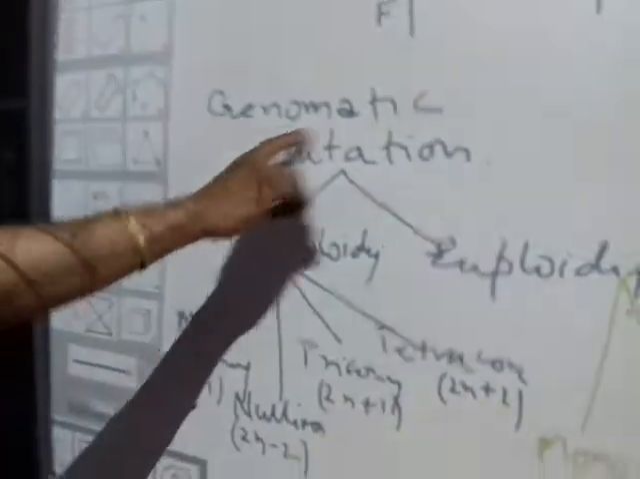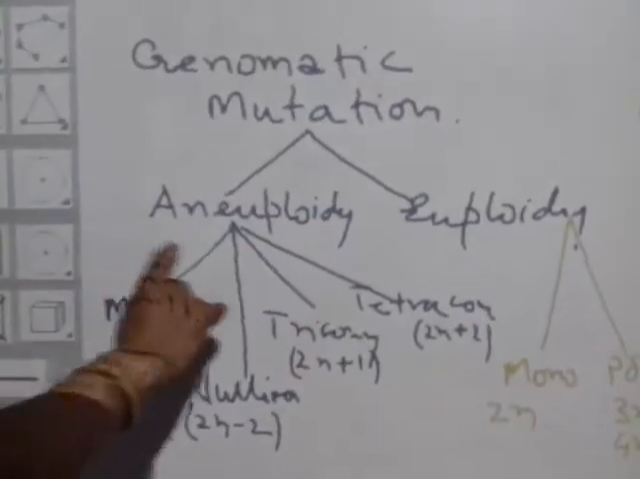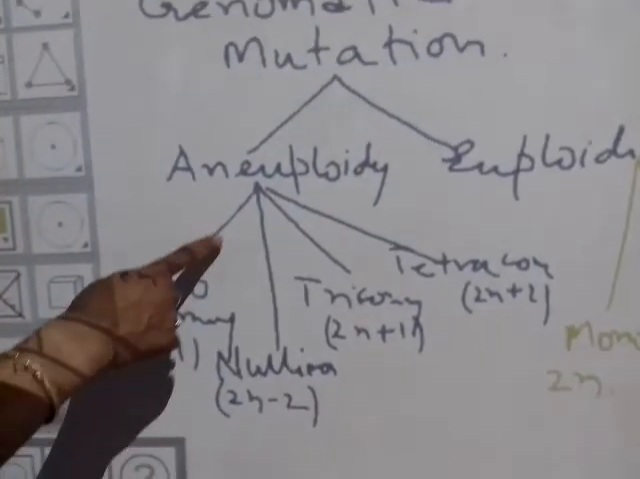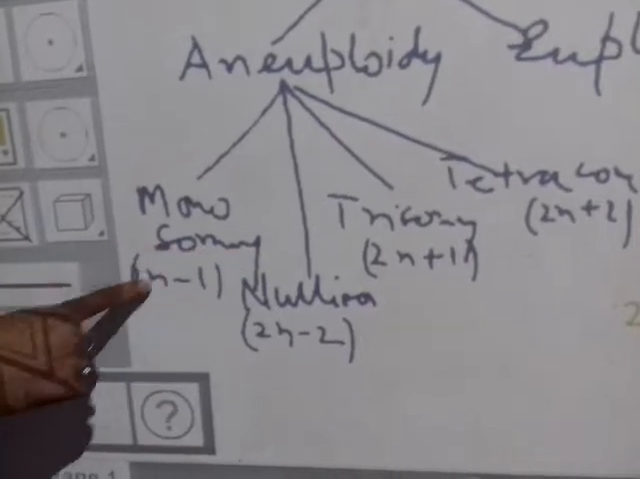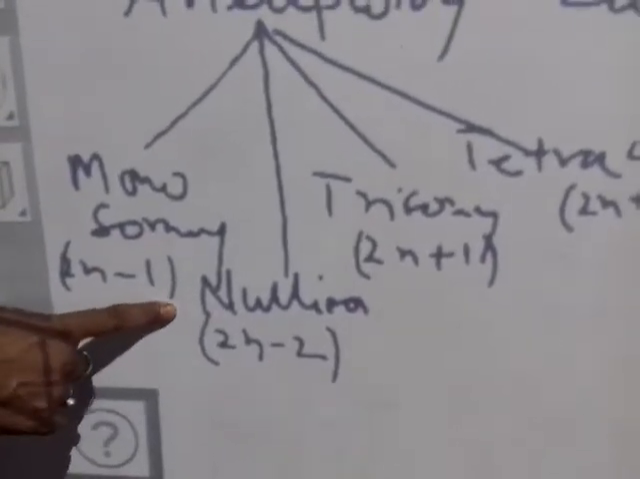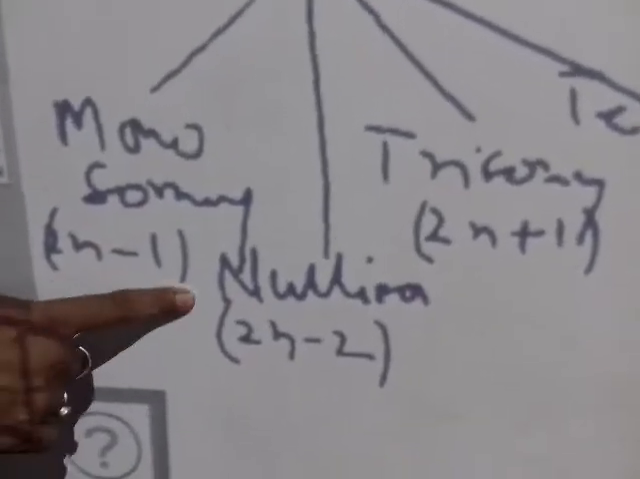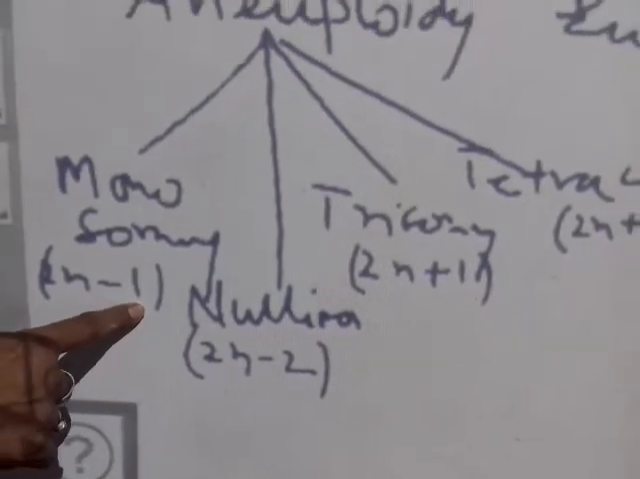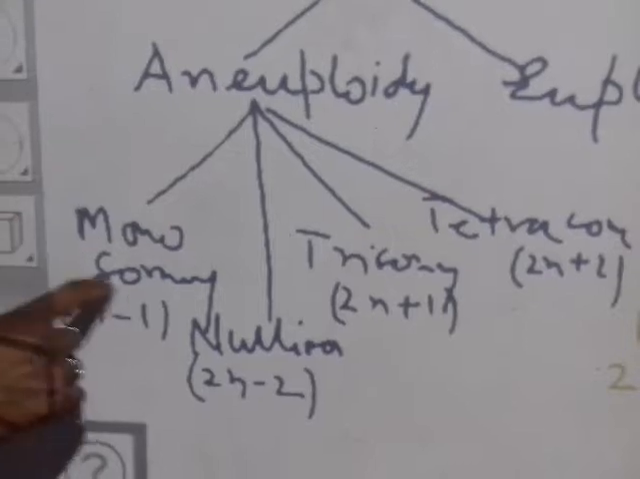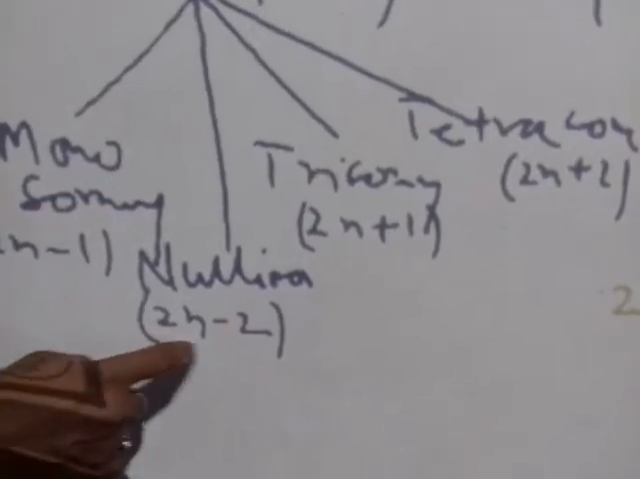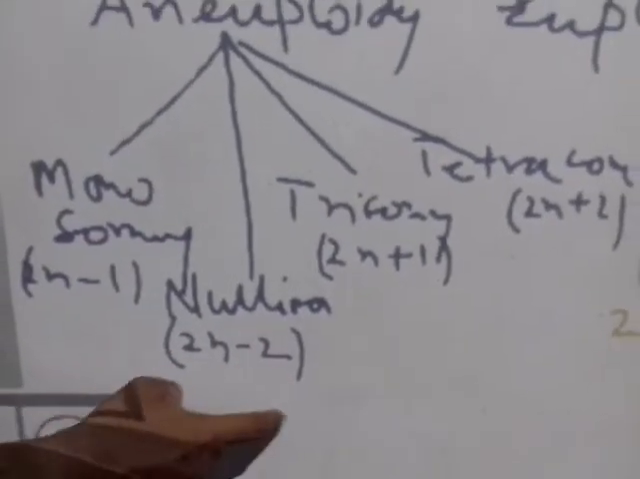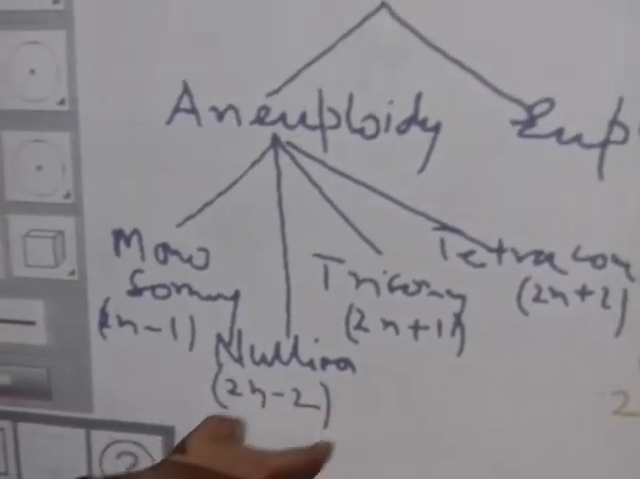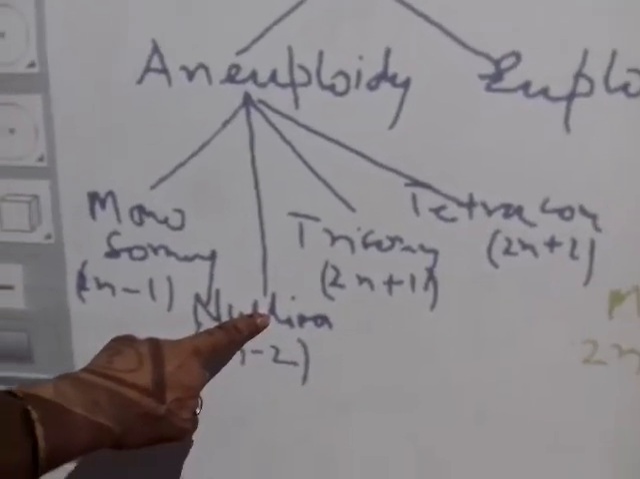Now in genomic mutation, as I said, if it is one more or two more or one less or two less, then we call it aneuploidy. Aneuploids: monosomy is 2n minus 1. Suppose in human beings 2n is 46 chromosomes, 46 minus 1, if there are 45 chromosomes, we call it monosomy. Nullisomy is 2n minus 2. Suppose in onion there are 16 chromosomes, 2n is 16, minus 2, if it has 14 chromosomes, then we call it nullisomy.